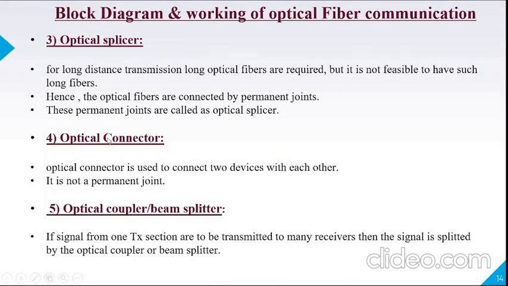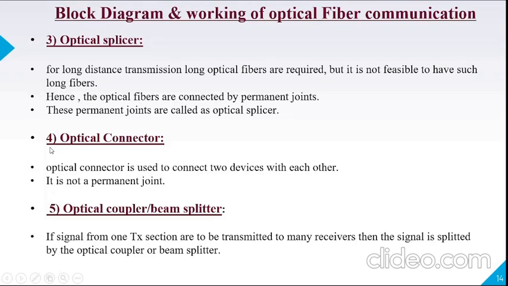Then the next is optical splicer. For long distance transmission, long optical fibers are required, but it is not feasible to have such long fibers. Hence, the optical fibers are connected by permanent joints. These permanent joints are called as optical splicer.